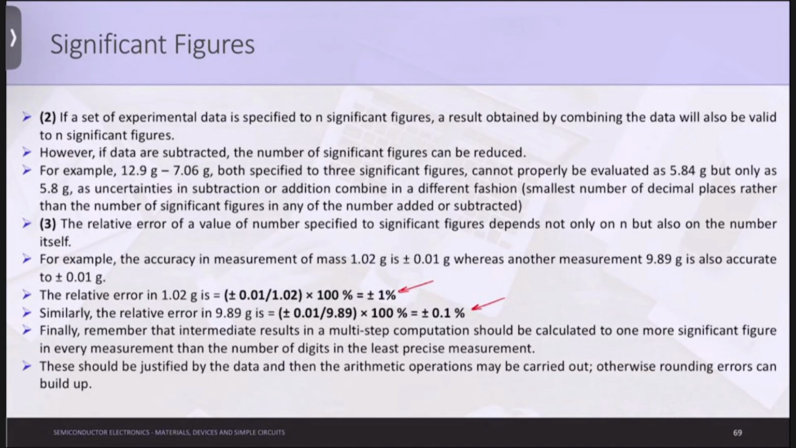These should be justified by the data, and then the arithmetic operation may be carried out, otherwise rounding errors can build up. Okay, so the final tool just explains to you that sometimes you need to understand this intuitively, sometimes you need to write everything and understand.